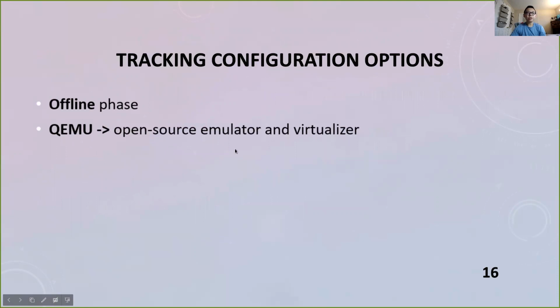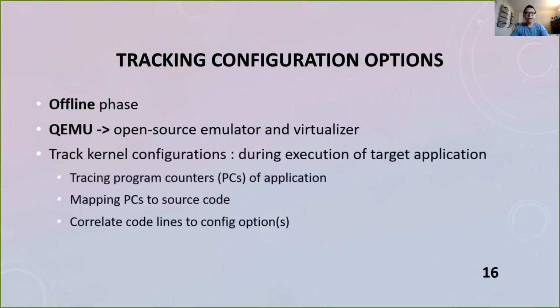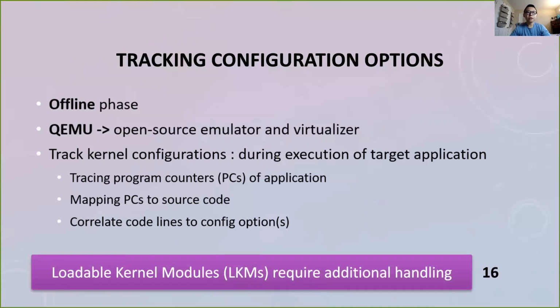COZART tracks the configuration options at the offline phase. We patch QEMU to trace the program counter and map PCs to a corresponding statement in the source code to understand what kernel module is used during the kernel execution. Using a full system emulator enables us to trace the boot phase, which is critical to produce a stable kernel. Also, loadable kernel modules need additional handling since they are not part of the kernel binary, and they are not loaded into memory at a fixed address.